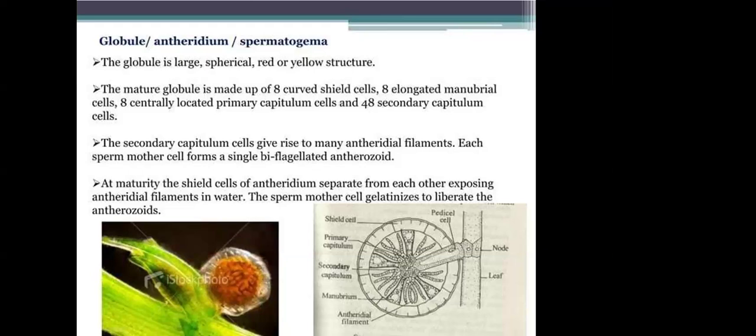The globule initial divides. The first division is a transverse division to form two cells: one is the basal pedicel, and another is the terminal antheridial mother cell. No divisions are present in the pedicel. Only the mother cell divides. The antheridial mother cell undergoes further divisions.